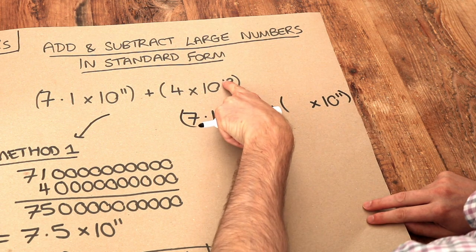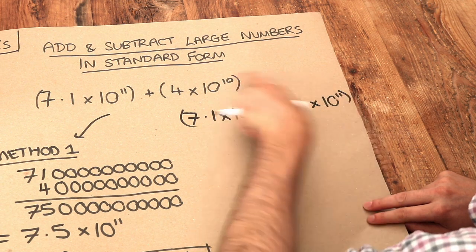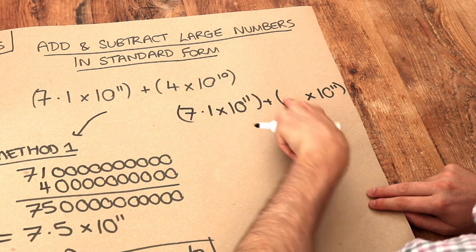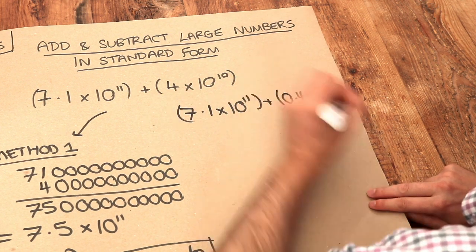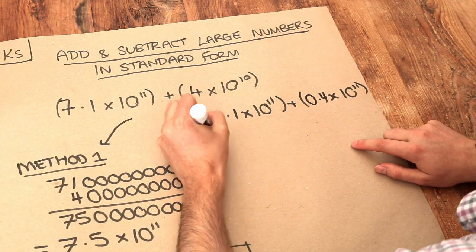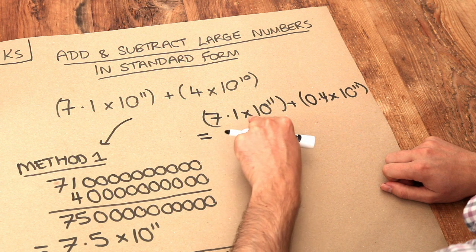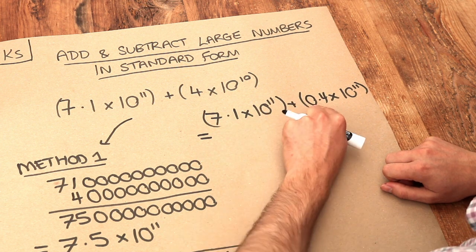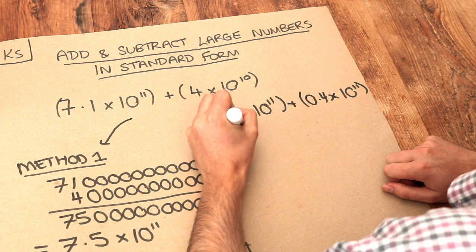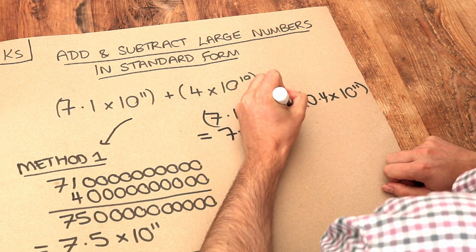Now, we've made this index one bigger, so we made that 10 times bigger, which means to compensate we have to make that 4 10 times smaller. Now this is not in standard form, but it allows us to now add these numbers together. Because look, we have 7.1 lots of 10 to the 11, and we're adding 0.4 lots of 10 to the 11. And therefore in total we'll have 7.5 lots of 10 to 11.